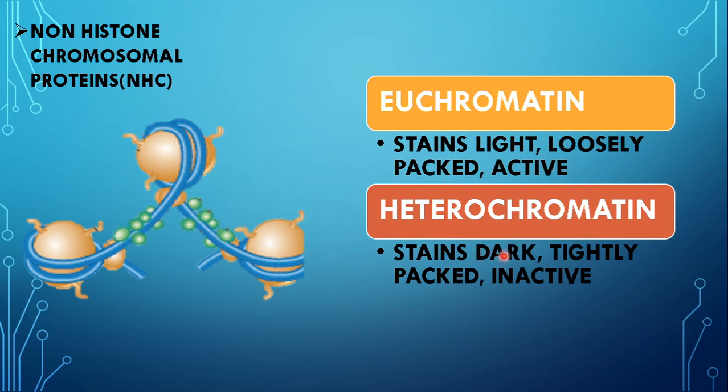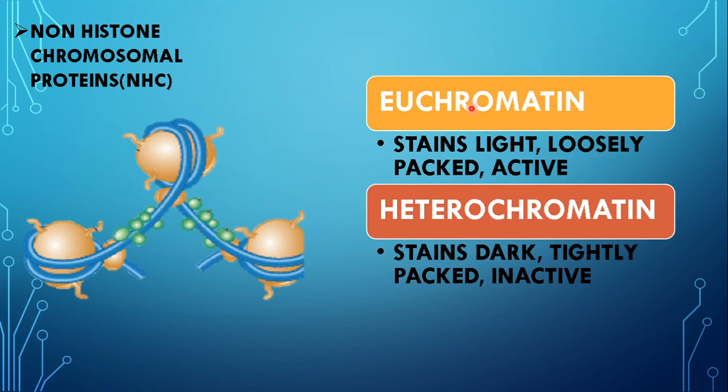Furthermore, it was also seen that the portion which stains light and is loosely packed is the active portion of the DNA, whereas the tightly packed portion is the inactive portion of the DNA. It does not participate in formation of any proteins or function as a gene, whereas the euchromatin, the active, loosely packed portion, is involved in expression of characters in the individuals.